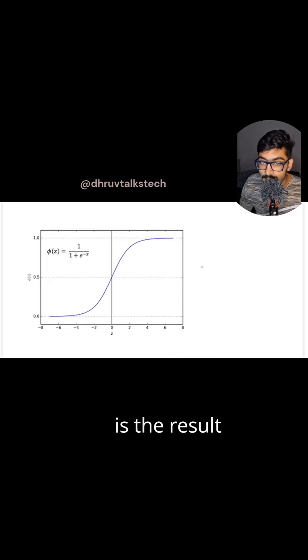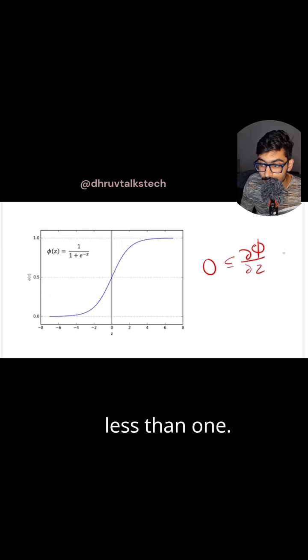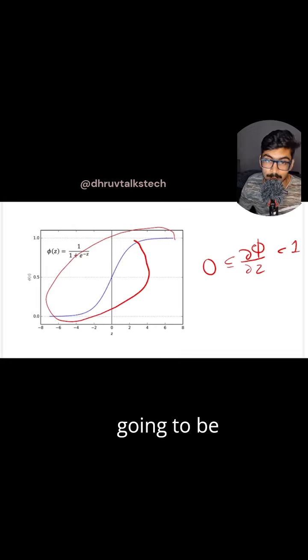One thing to note is that the result of the differentiation of a sigmoid function is always going to be greater than 0 and always less than 1. Since all of this is positive, the differentiation is always going to be positive.